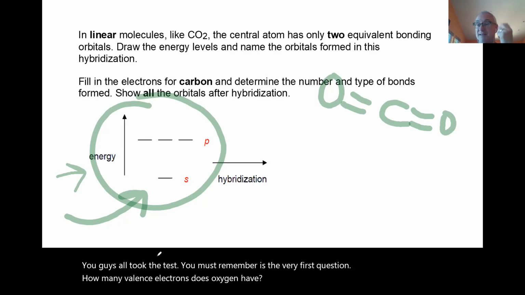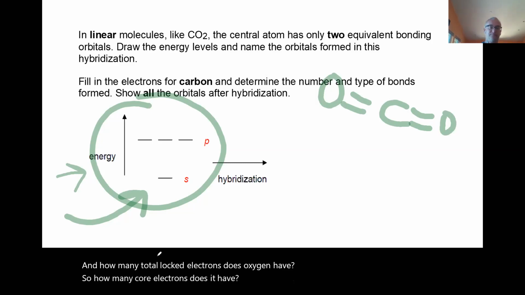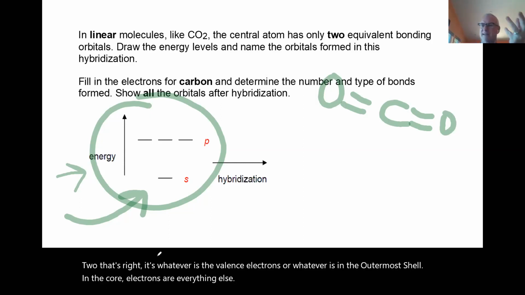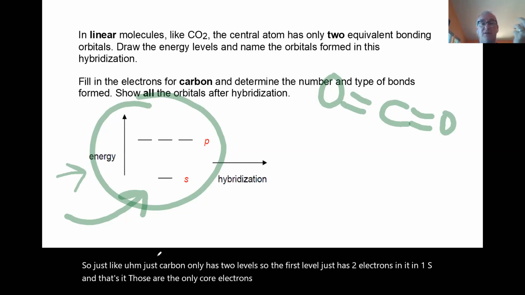6. And how many total electrons does oxygen have? 8. So how many core electrons does it have? 2. That's right. It's whatever's the valence electrons, or whatever's in the outermost shell, and the core electrons are everything else. And so just like oxygen, carbon only has 2 levels. So the first level just has 2 electrons in it and 1 s, and that's it. Those are the only core electrons it has. So let's fill in the 4 electrons that go in the outermost shell.